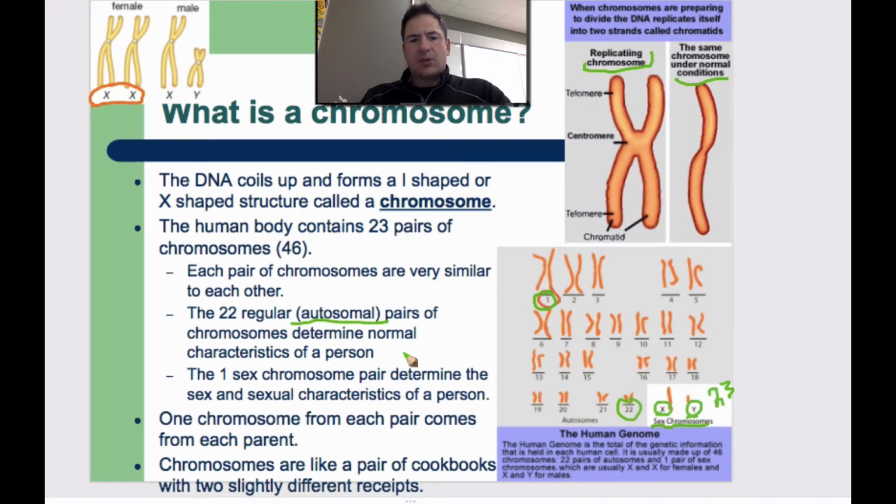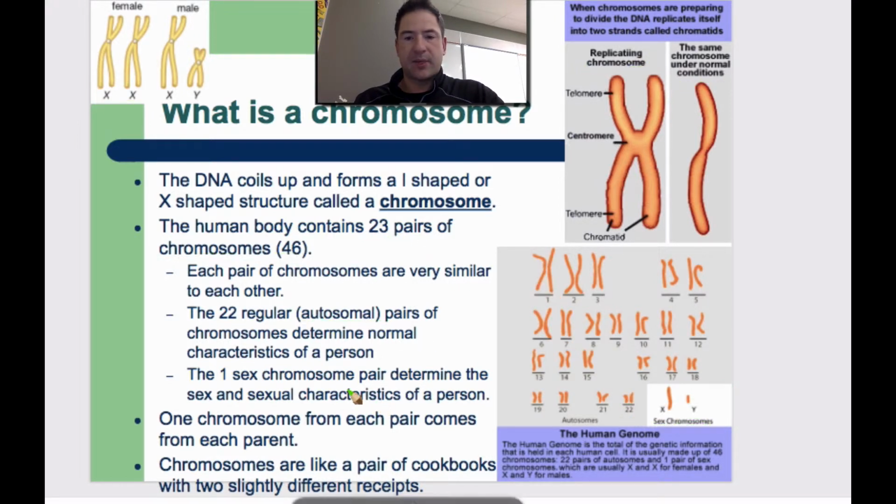So 22 regular pairs and 1 sex chromosomal pair in our body makes a total of 46 chromosomes, which you can see here, or two sets of 23. Again, like I said, chromosomes are a bunch of DNA coiled up, and it forms either the I shape or an X shape, and we call that chromosomes. We know we can find DNA in the nucleus of a cell, so obviously these chromosomes are also going to be arranged inside the cell as well. Hopefully that is making some sense.